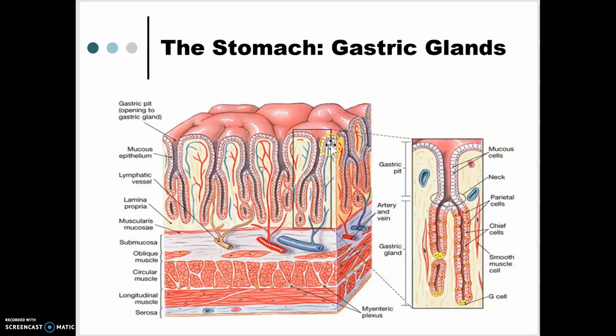If we look at these little openings that we see in the mucosa, this is what we call a gastric gland. And if we have a closer look at the gastric gland over here, you can see that it's a blind pit. So it goes down and there's an ending to the gland. And then we can notice that there are different types of cells as we look down the gland.